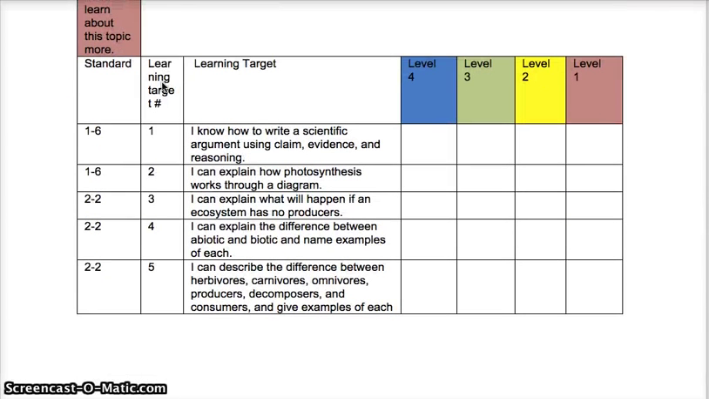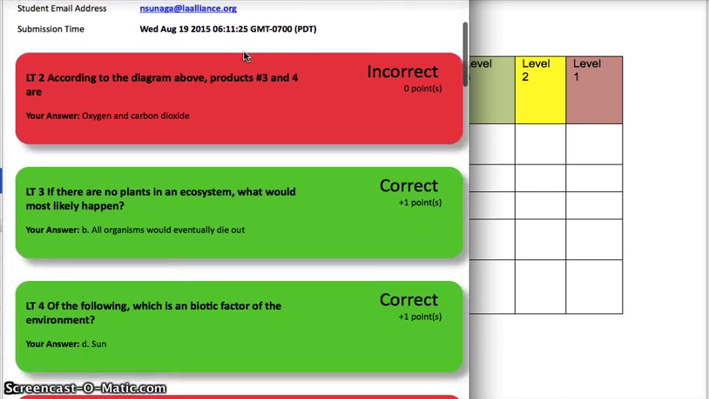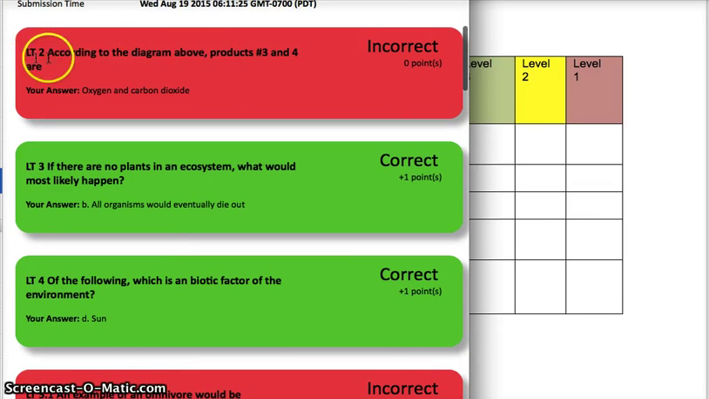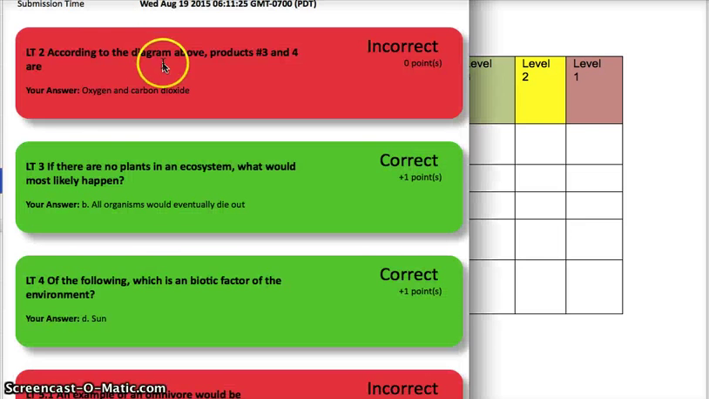For the rest of the learning targets, so learning targets numbers 2 all the way through 15, you are going to use the results that you got on your quiz from Wednesday. So open up your quiz results from the pre-test we took, and you're going to notice that each question has a number with LT. So this one's LT2, that stands for Learning Target 2. So Learning Target 2 is this one right here. I can explain how photosynthesis works through a diagram. So this question on the pre-test targeted that learning target.